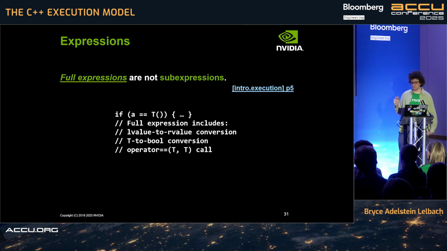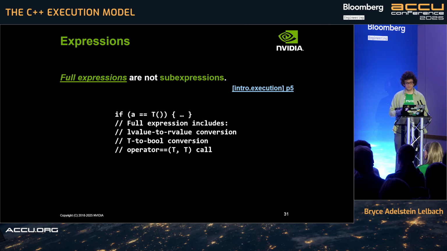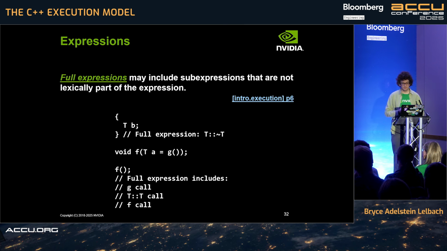So full expressions are top-level expressions. They're defined as any expression that is not a sub-expression. Full expressions may include sub-expressions that are not lexically part of the expression, such as the end of a scope, which we'll call destructors, or a function call which may have default parameters that get evaluated. So such implicit calls are considered expressions for the purposes of the execution model.